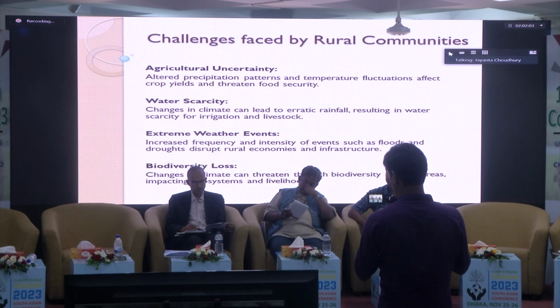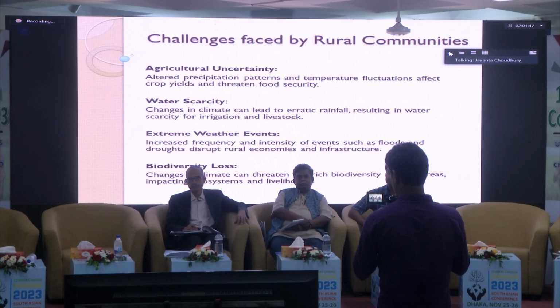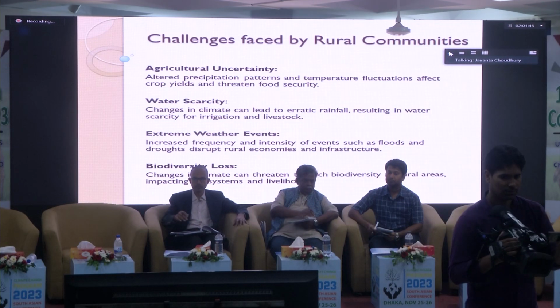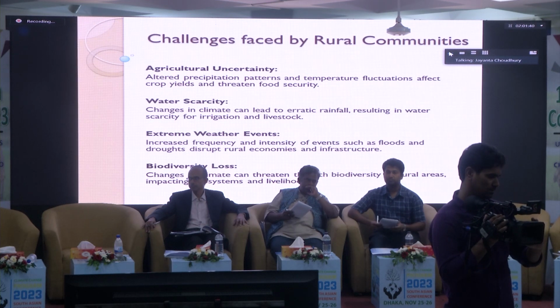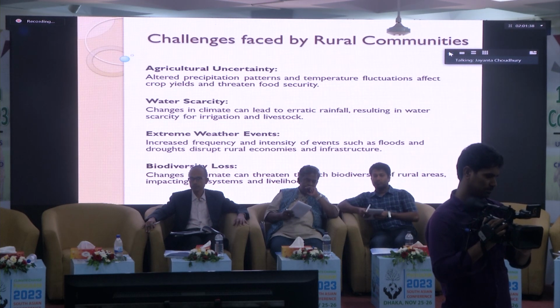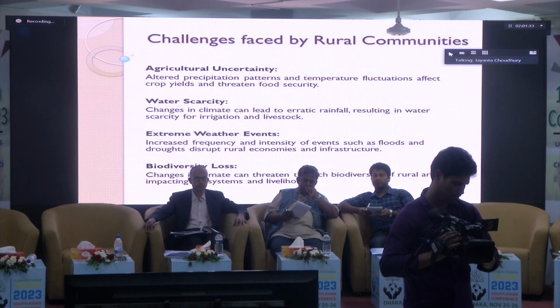There is an increasing frequency and intensity of events such as floods and droughts that disrupt the rural economy and infrastructure. It is happening across not only South Asia, and the Asian countries, but also other countries. But when we focus on our Asian countries, extreme weather events are happening everywhere. Almost every month we are getting something, either a cyclone, floods, or a landslide.